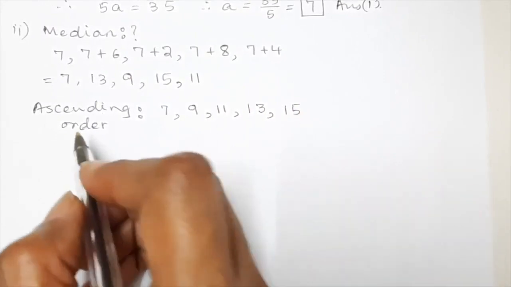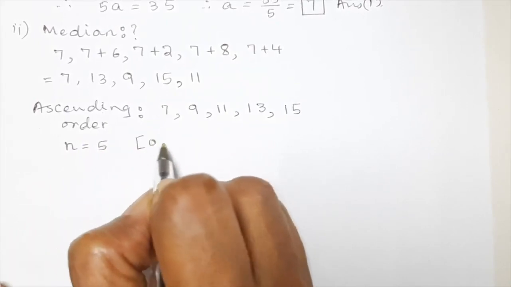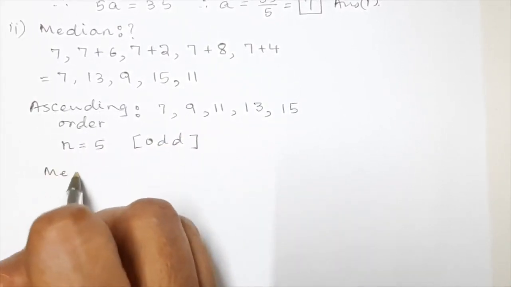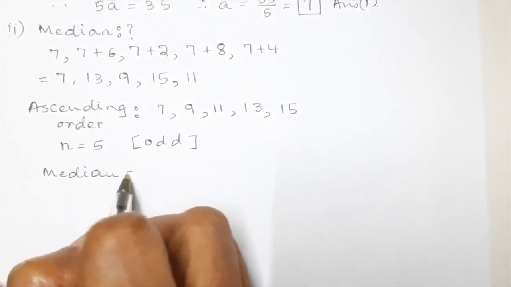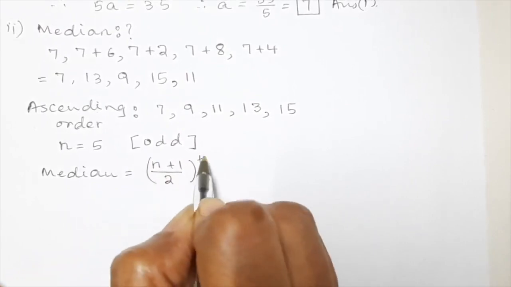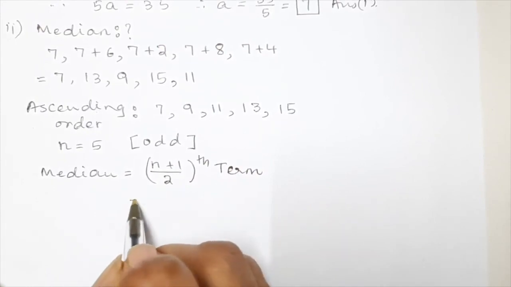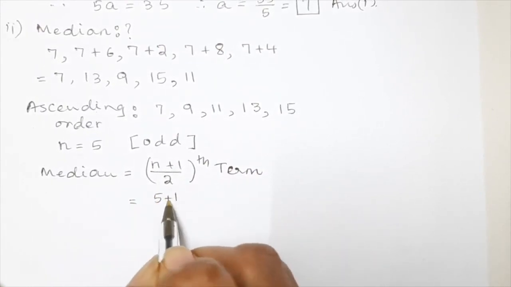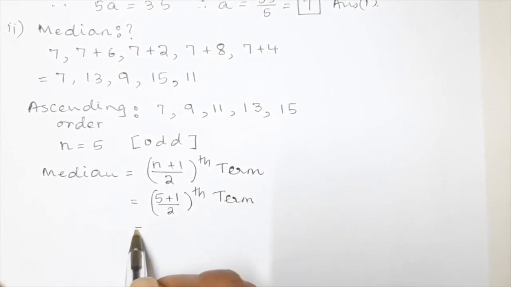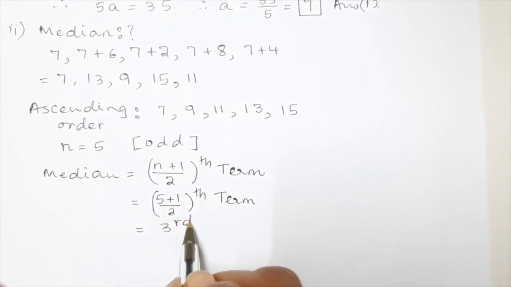And these are 5 values, so your n is equal to 5, which is an odd number. So our median is given as the n plus 1 upon 2th term. You remember the formulas. So that becomes equal to 5 plus 1 upon 2th term, which is equal to 6 upon 2, which means the third term.